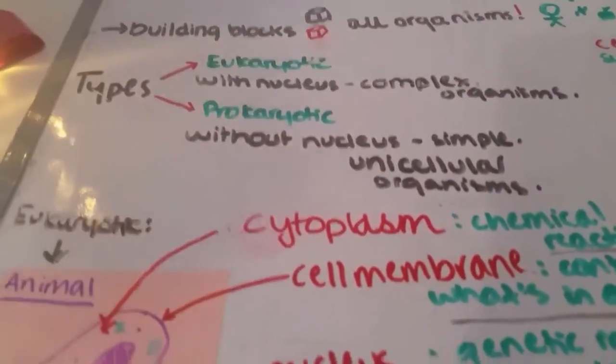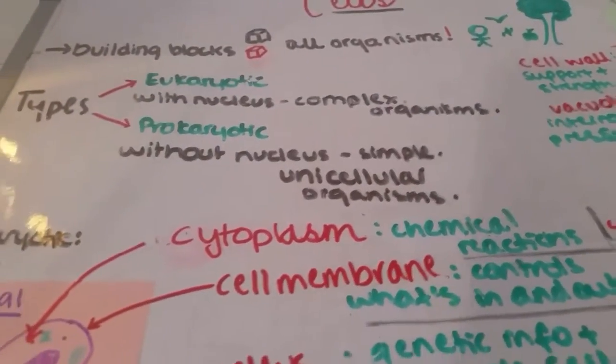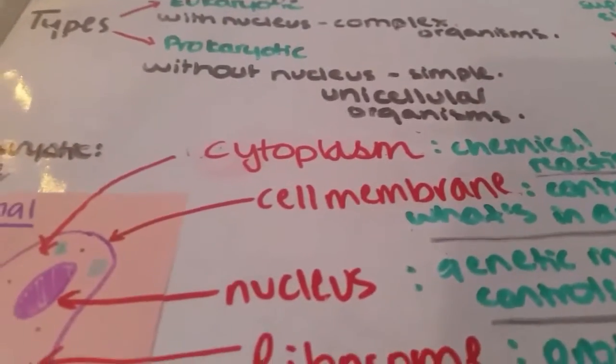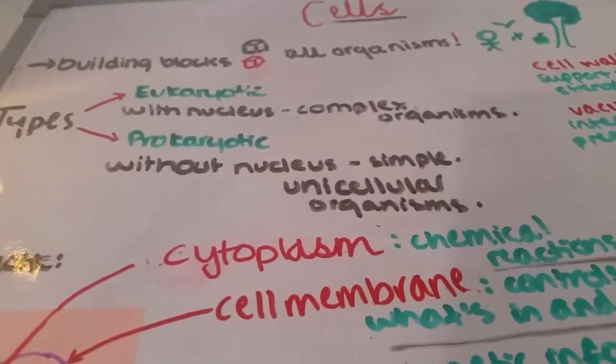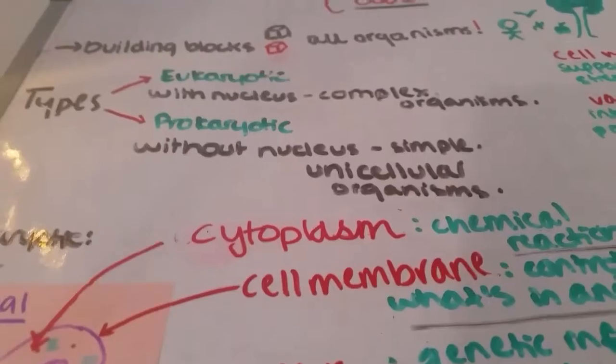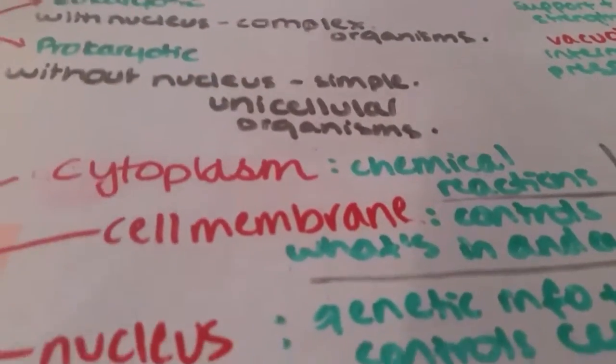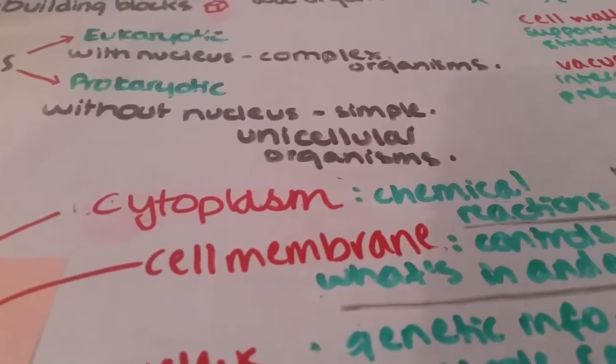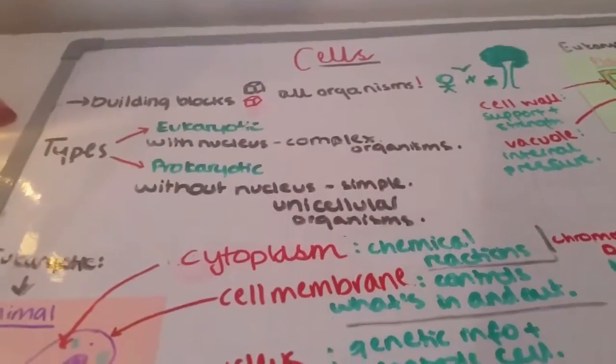You also have prokaryotic cells. Prokaryotic cells are cells without a nucleus. They are simple cells with very few components and are not that complex in terms of their structure. They are unicellular organisms. What does this mean? This means that they themselves are one cell, and the one cell makes up the organism.